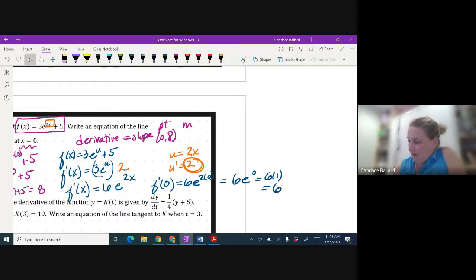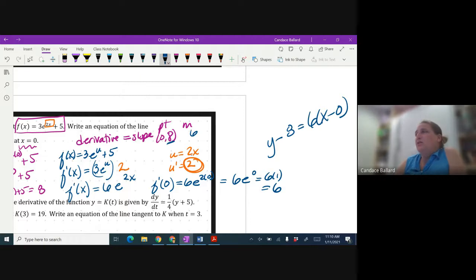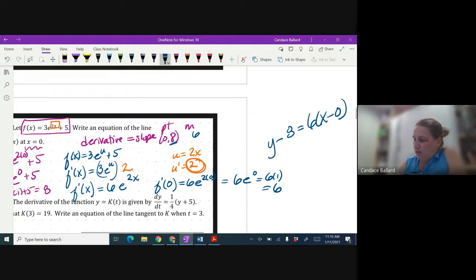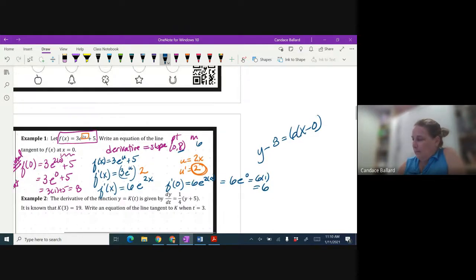Okay, so my equation of my tangent line would be y minus my y value, 8, equals my slope, 6, times x minus 0. And you may leave it like that. If we're going to use this to estimate, we might do a little bit more with it, but this time it just wanted the equation of the tangent line. All right, are there any questions or concerns up to this point?